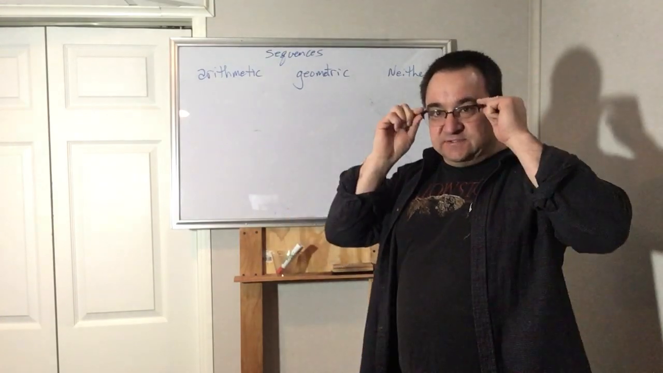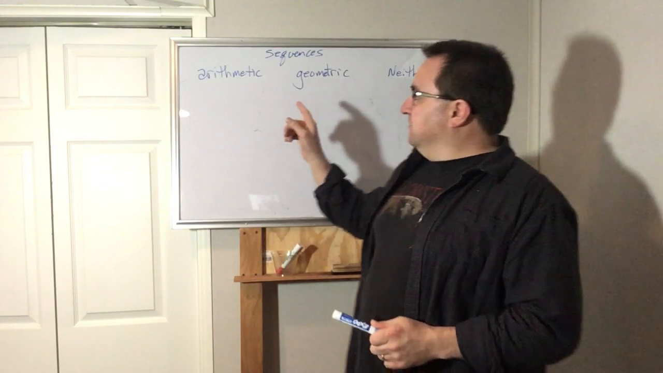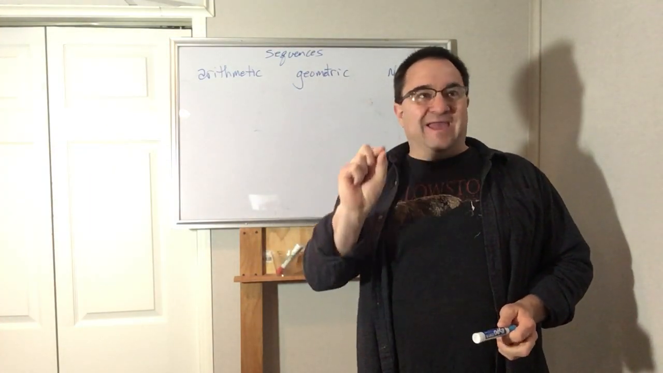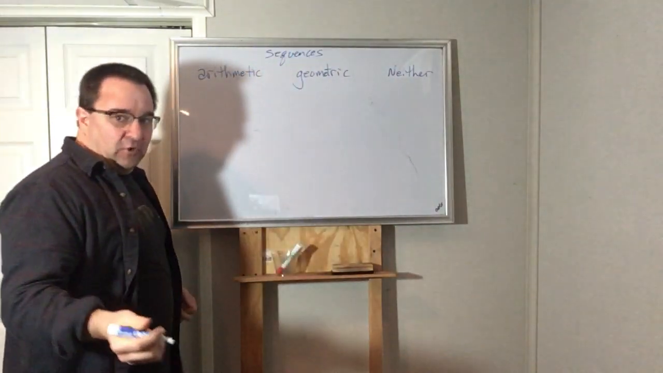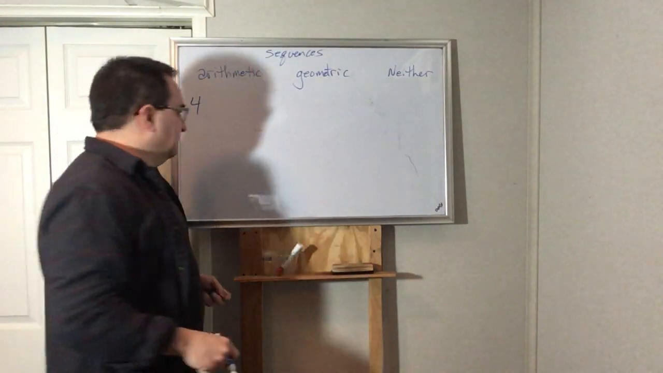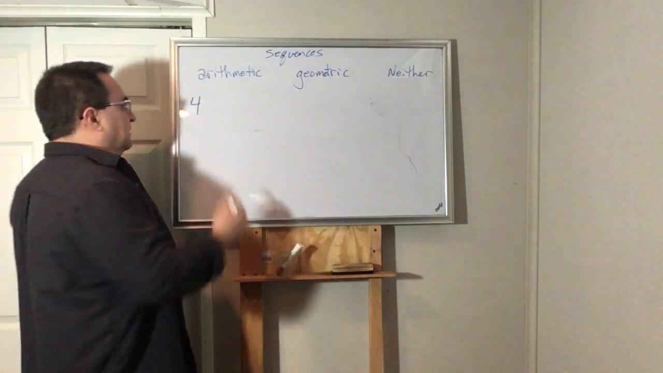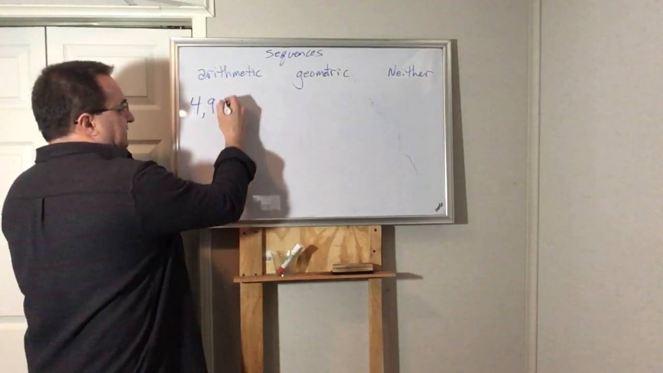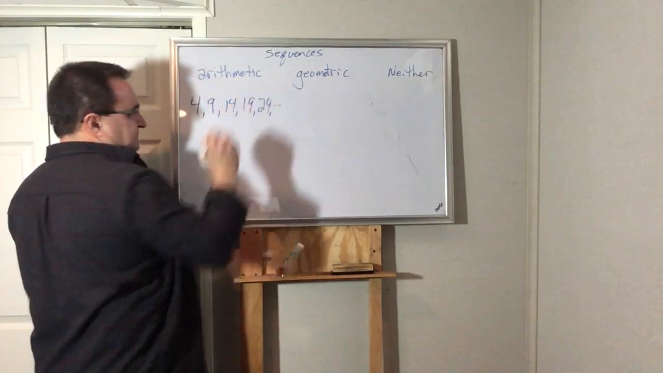A sequence is simply a list of numbers that follow a pattern. An arithmetic sequence is one where you get the next number by adding or subtracting the same thing every time. So let's say I start with 4. It's called the common difference. We'll talk more about this in a minute. Let's say I want to add 5 every time. Well, if I start with 4, the next number would be 9. I added 5. 14, 19, 24, and so on, right?